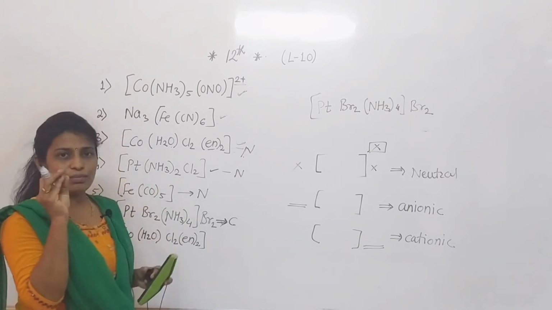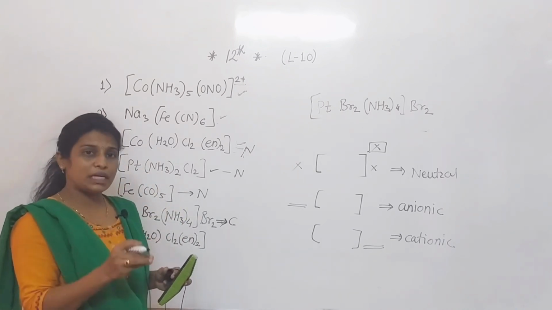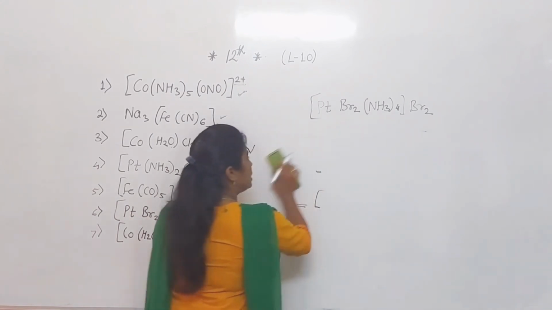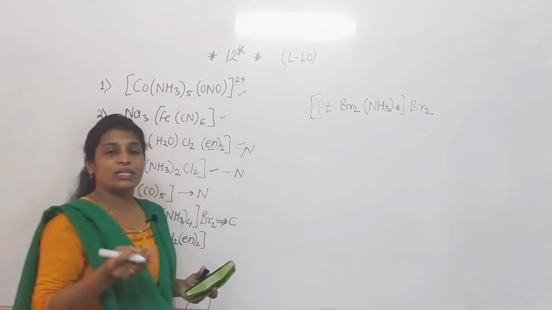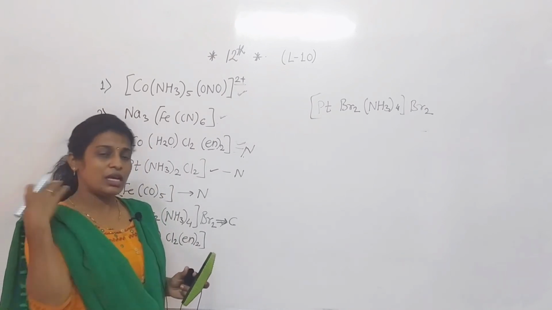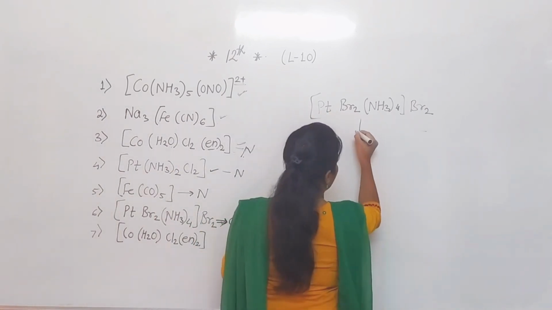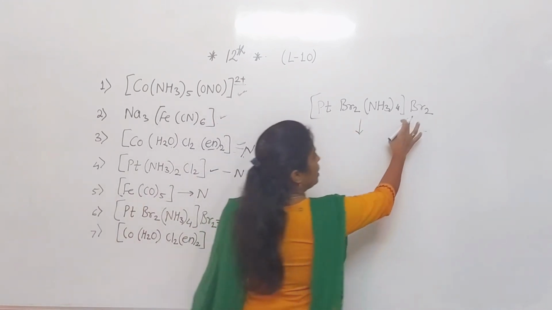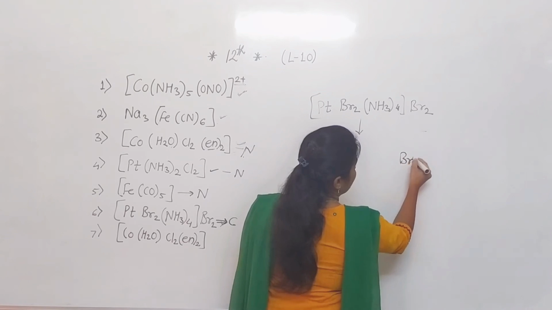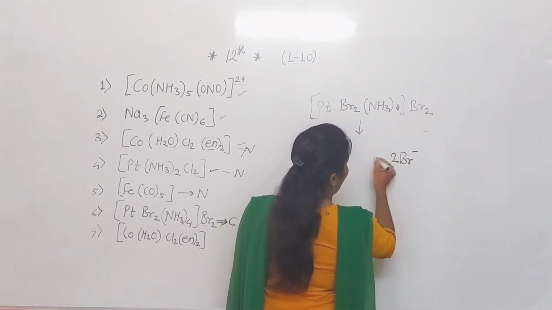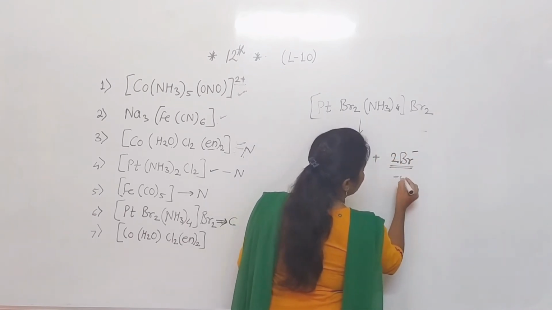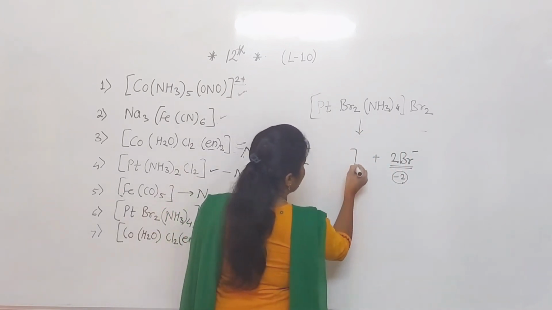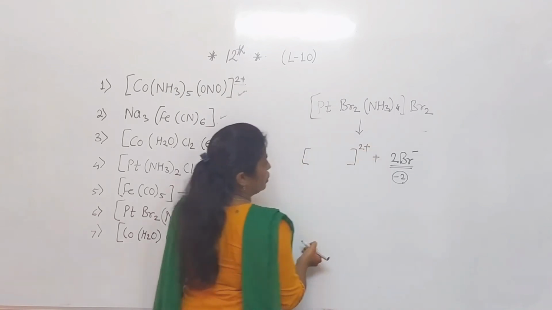Okay, this is the simple trick for you people. If you are unable to understand this trick, note that tricks require less time for identification. Otherwise you can follow our common step. What is that? We have to write its ionization. Br always carries a minus charge. How many Br are there? Two are there, so the total charge is minus 2. So the total charge on the square bracket will be plus 2.